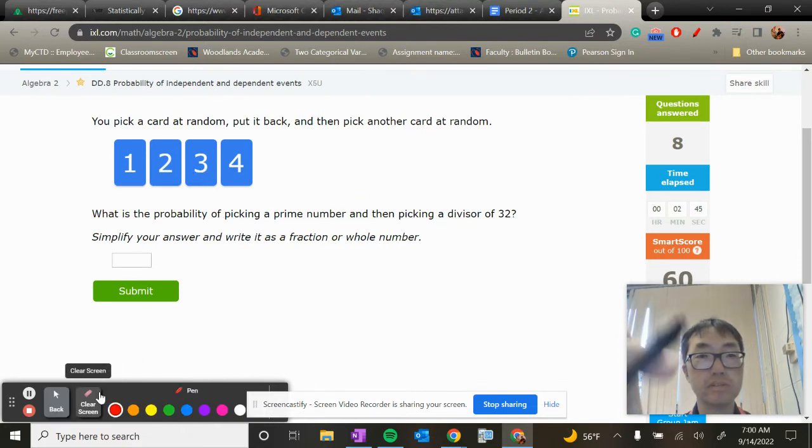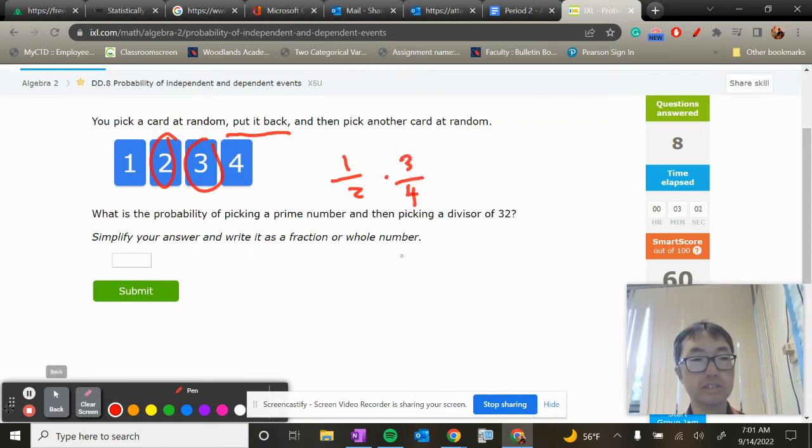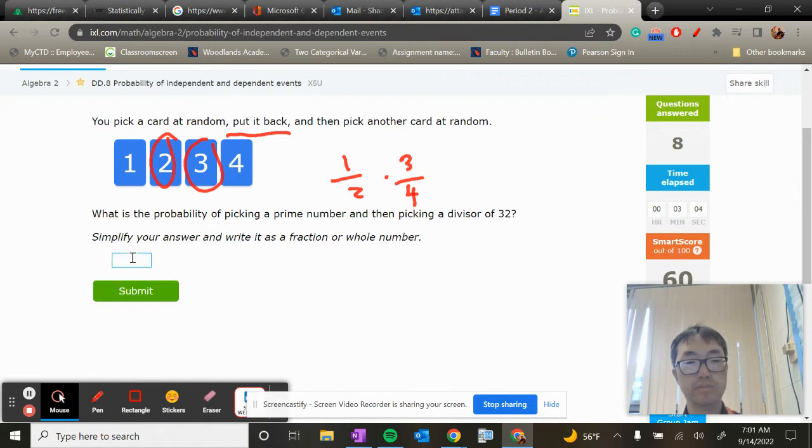Here, let me do this one. Oh, you put it back. Look at this tricky question there. Prime numbers are 2 and 3. So 1/2. And then a divisor of 32. 3 of them are. 1, 2, and 4 are divisors. So 3/8.